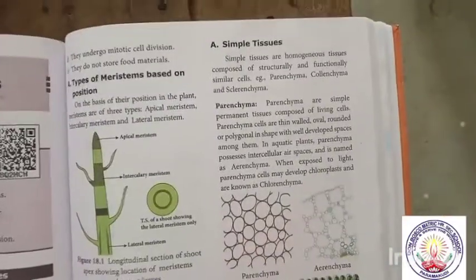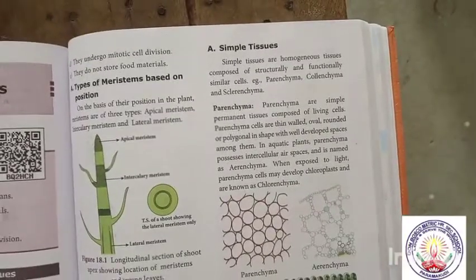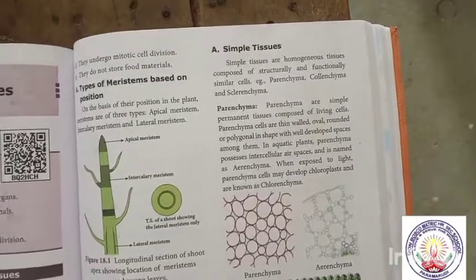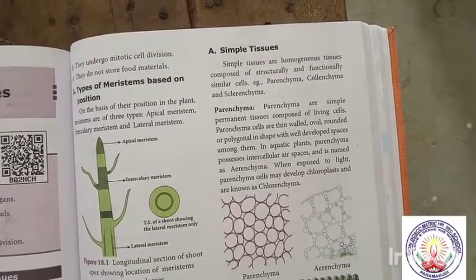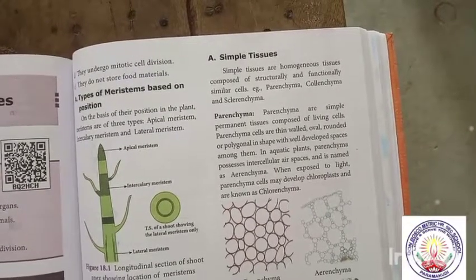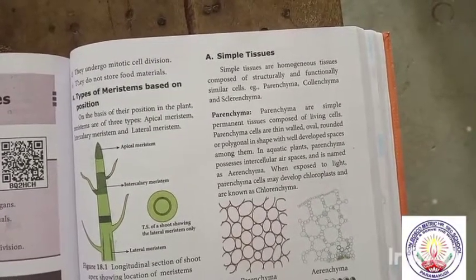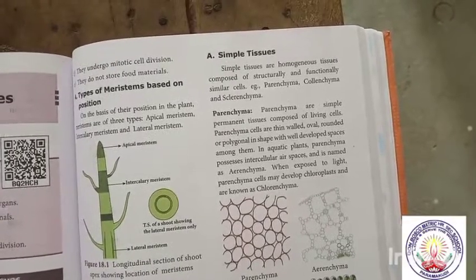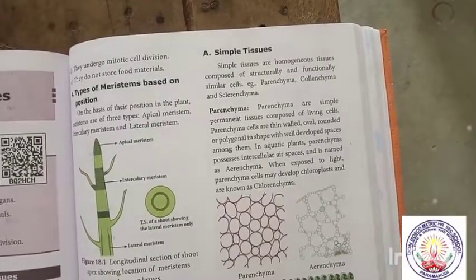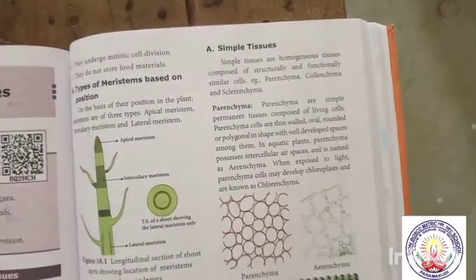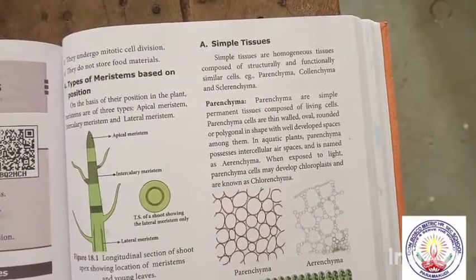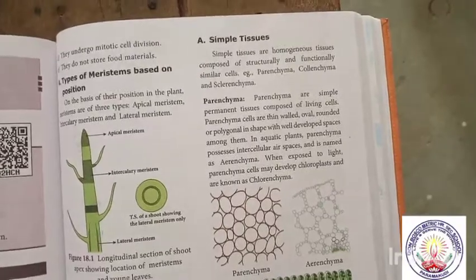First one, parenchyma. Parenchyma are simple permanent tissues composed of living cells. Parenchyma cells are thin-walled, oval, rounded or polygonal in shape, with well-developed spaces among them. In aquatic plants, parenchyma possess intercellular air spaces and is named aerenchyma. When exposed to light, parenchyma cells may develop chloroplasts and are known as chlorenchyma.